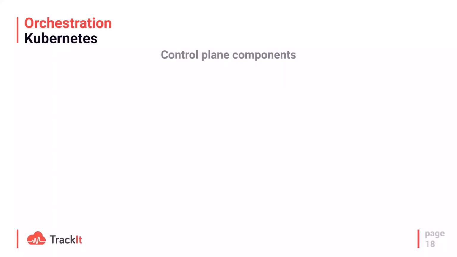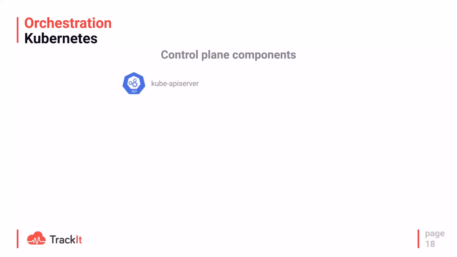So we have two kinds of components. We have the control plane components, which are the components that are needed for having a worker node. And we have the worker plane components, which are the components required for having a worker.